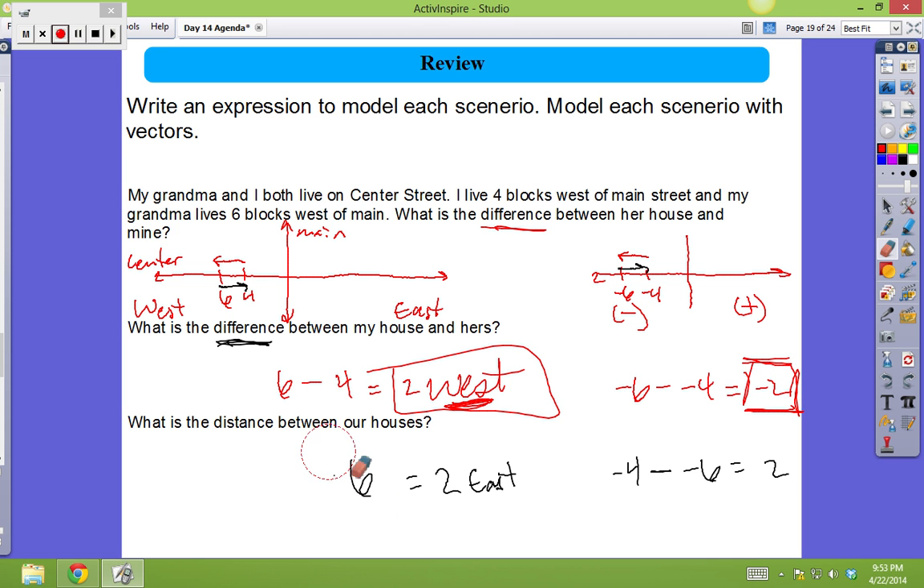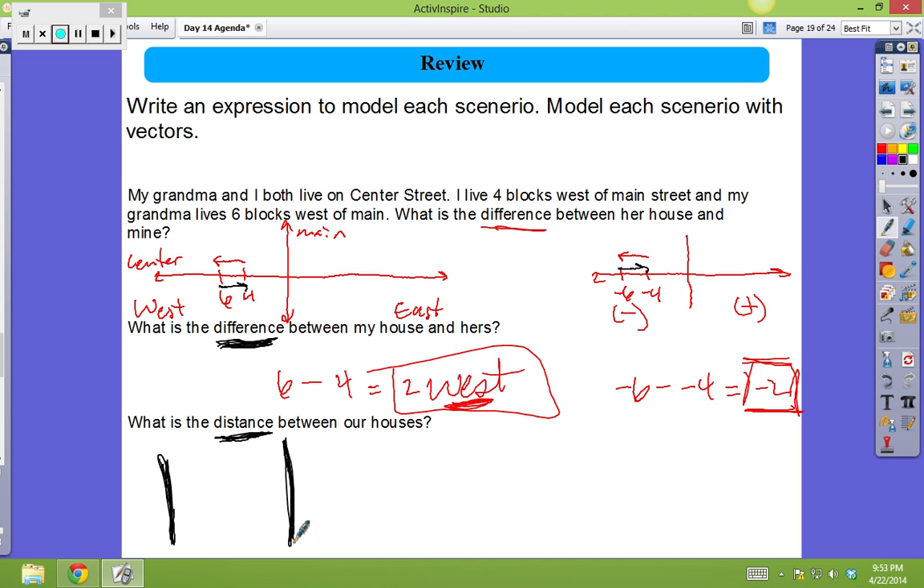What's the distance between our houses? And distance, I'm going to argue distance is a little bit different than difference. So the distance does not care about direction. The distance is how far we're going to travel either way, from mine to hers or from hers to mine. So the distance, this is the key word right here, and when we come across distance, that's got to have a ringer go off in our head that that's talking about absolute value.